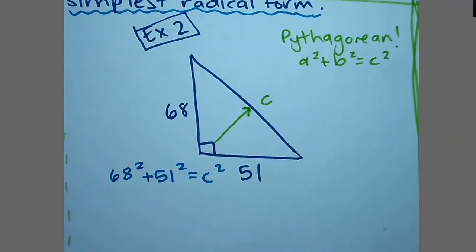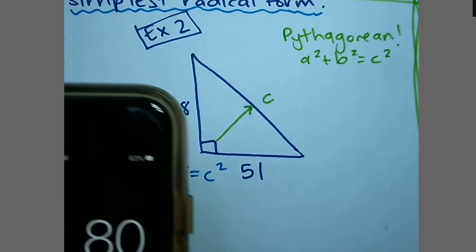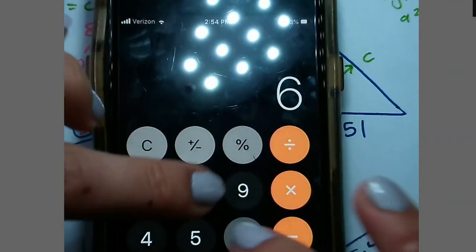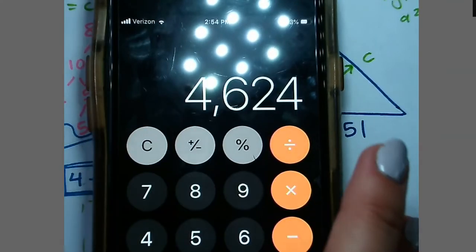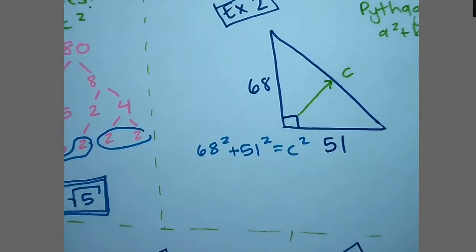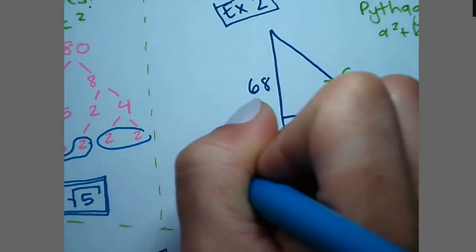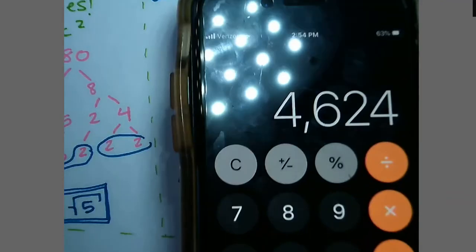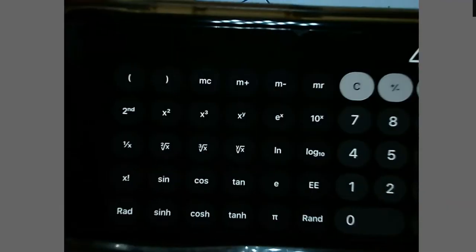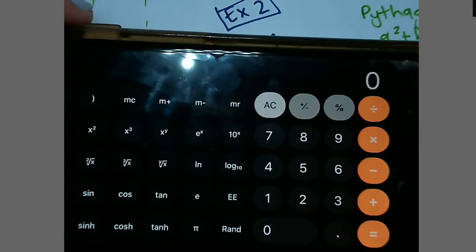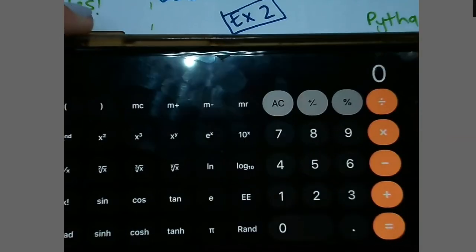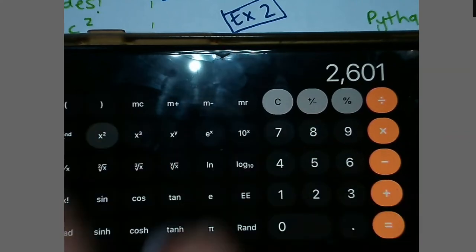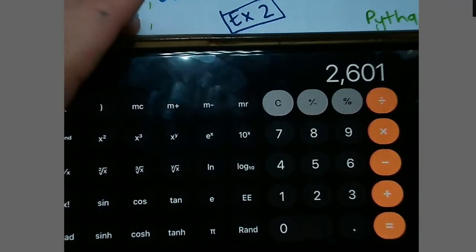And then I'm just going to use my handy dandy calculator. So I'm going to use my phone calculator. 68 squared, you can just do 68 times 68. So that'll be 4,624. Or you can tilt your phone to the side like this. And you can actually do, let's do this for 51. You can do 51 and then press this x squared button. And it'll square it for you. So that's going to be 2,601.